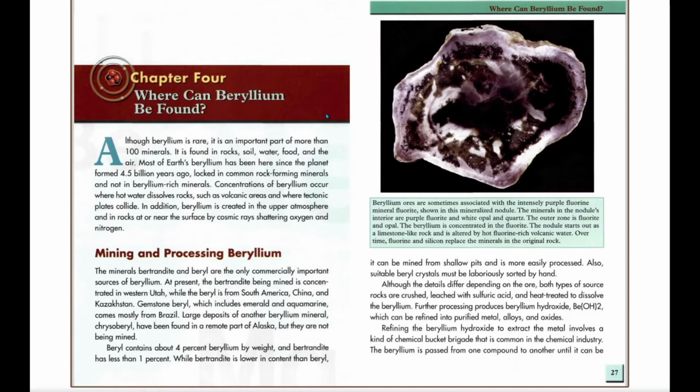Locked in common rock-forming minerals and not in beryllium-rich minerals, concentrations of beryllium occur where hot water dissolves rocks, such as volcanic areas, and where tectonic plates collide. In addition, beryllium is created in the upper atmosphere and in rocks at or near the surface by cosmic rays, scattering oxygen and nitrogen.